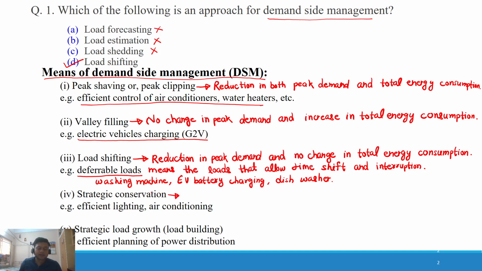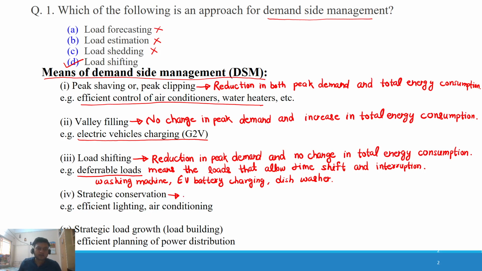In strategic conservation, if we have a load curve for a certain distribution feeder, we are just lowering the load curve a little, meaning the whole curve goes down. So in this case, there is a change in both peak demand and energy consumption. Both reduce because we are shifting the load curve down from a certain height. So here you can write: reduction in both power demand and total energy consumption.